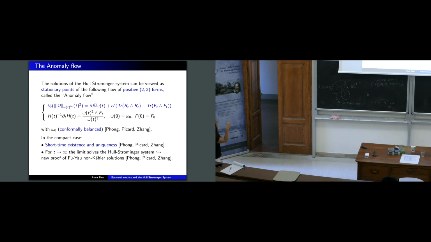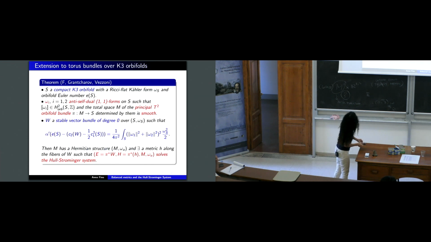And the nice thing here is that if you start with conformally balanced, the metric solution of your flow, omega t, is still conformally balanced. In the compact case, they show short-time existence and uniqueness. And the nice thing is that for t going to infinity, the limit solves the Hull-Strominger system. So they found a way, using the flow, to find again the solution by Fu and Yau with a different approach. Okay. Let's go to our theorem.